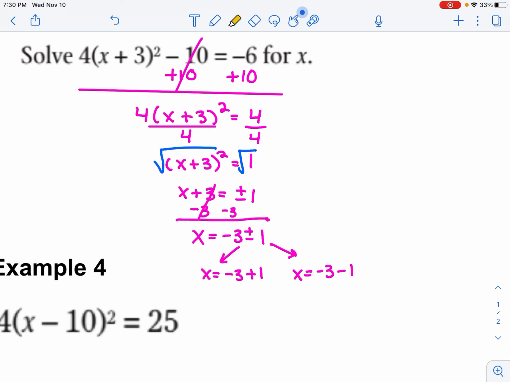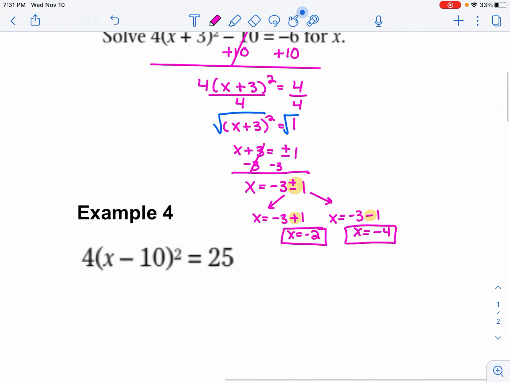Notice how all I did was take this plus or minus and separate it. Here I put the plus, here I put the minus. The reason why I did that is I can actually simplify to get two different answers here. -3 plus 1 is -2. -3 minus 1 is -4. So in the end, once I separate those expressions, I'm left with x equals -2 and x equals -4.